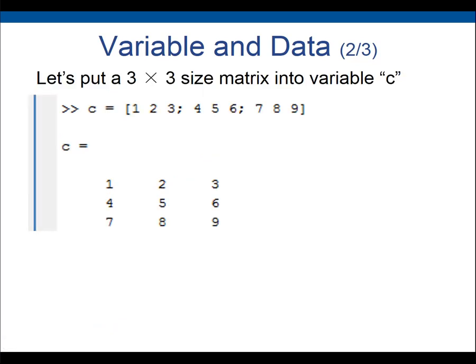Let's put a 3 by 3 size matrix into variable c. It's easy. So c equals bracket 1, 2, 3. This is a semicolon, right? It changes the line. And 4, 5, 6, 3 data, change the line, 7, 8, 9. So this variable c contains 9 elements in a 3 by 3 matrix, and the values are 1 to 9. So question is, what is the answer for c parentheses 2, 2 parentheses close? What is the answer?